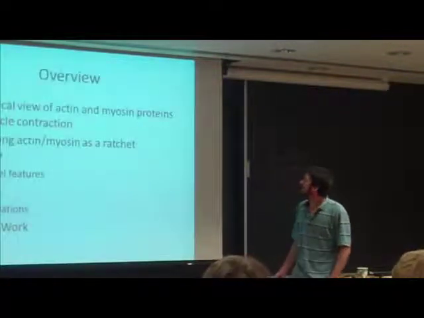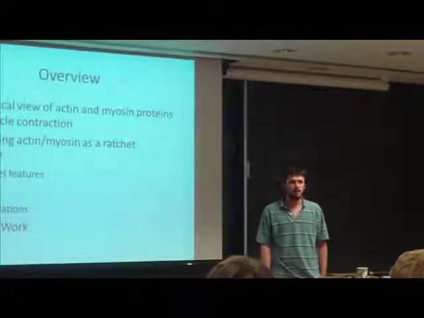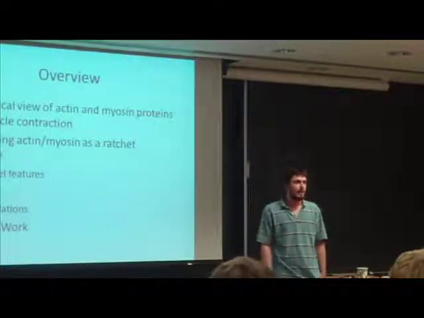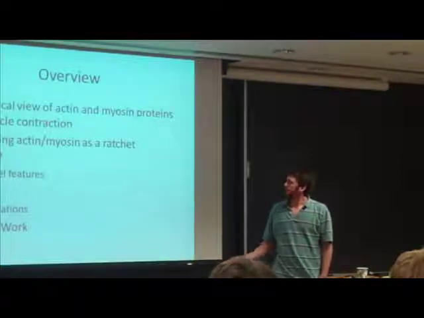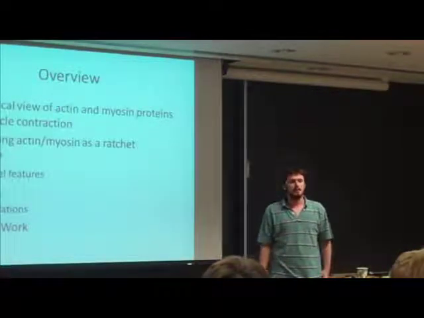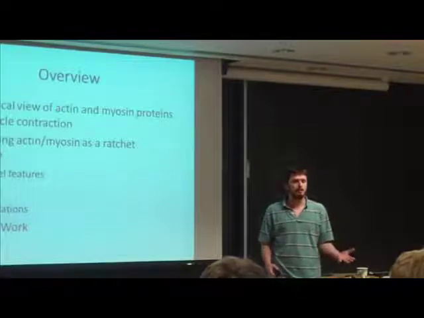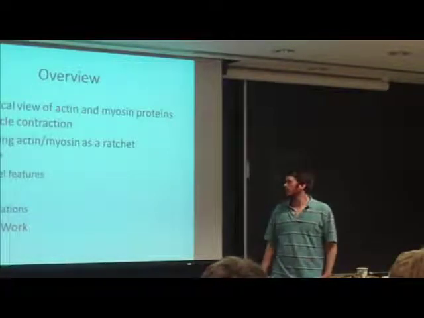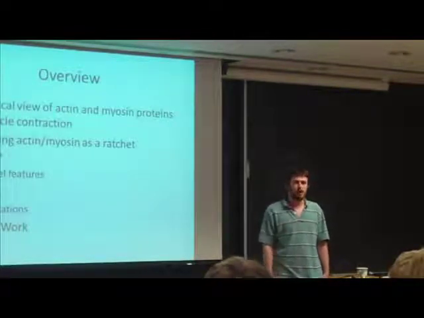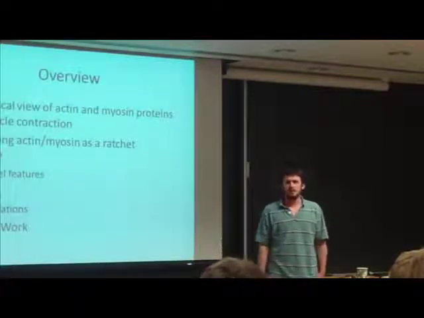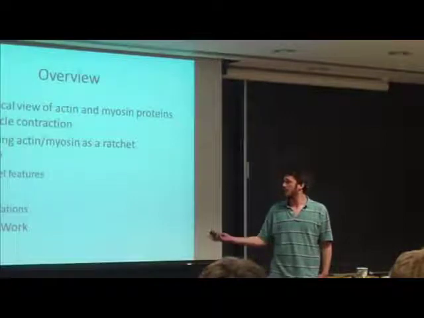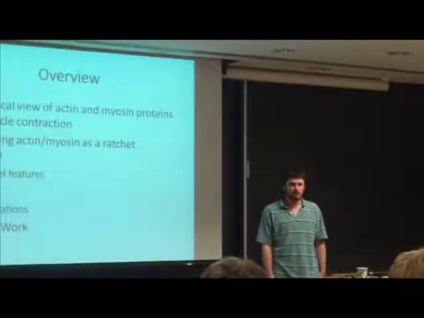So here we go. Quick overview of our talk. First of all, we'll talk about the biological role of the actin myosin proteins in muscle contraction. Then we'll look at what properties of this system make it useful to model as a molecular ratchet. We'll talk about the features of the model that we've produced this summer. Then we'll go on to view some simulated results, and finally we'll talk about the perspective for future work on this project.